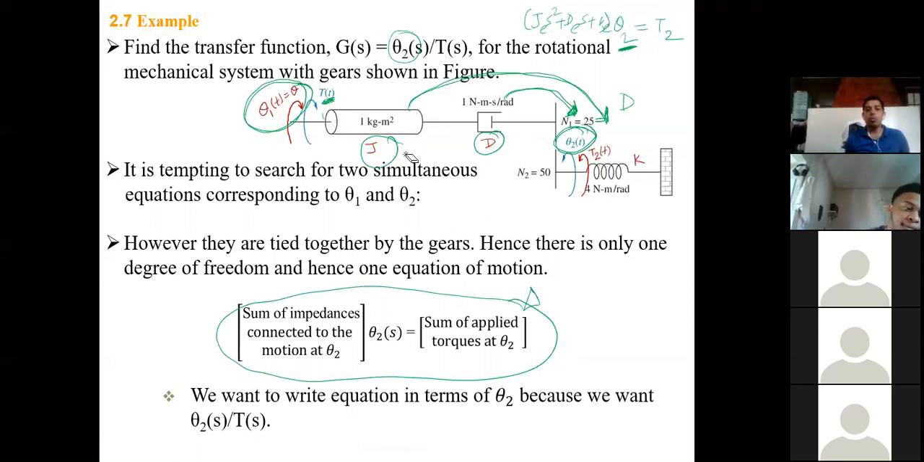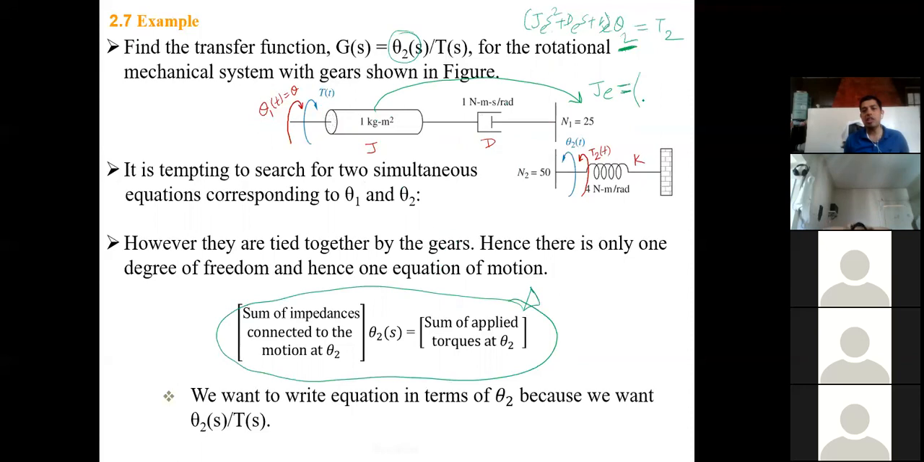Now, when you bring your J to the other side, what do we get? So you have to bring the J. Let's bring your J over to theta 2. So when you bring J over to theta 2, what do you get? JE equals, what is your destination?